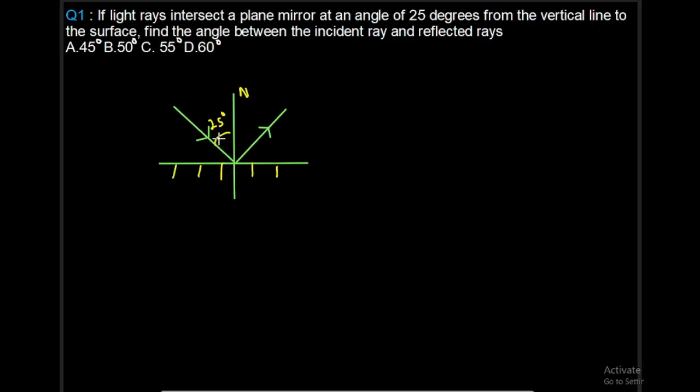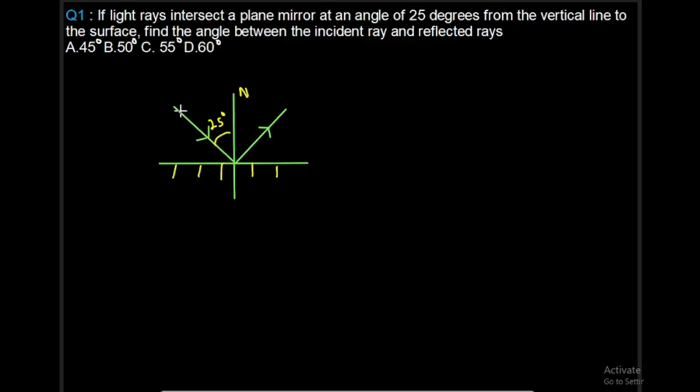Now they said find the angle between the incident ray and reflected ray. So this is what we're looking for: from the incident ray to the reflected ray, the angle that is formed. Now looking at this question, what are the parameters we're given?